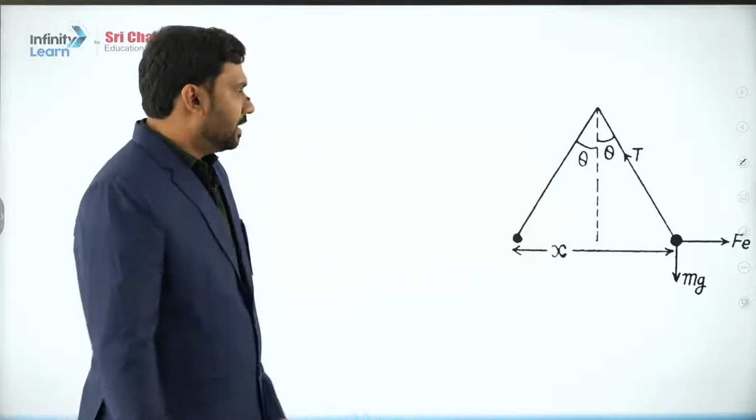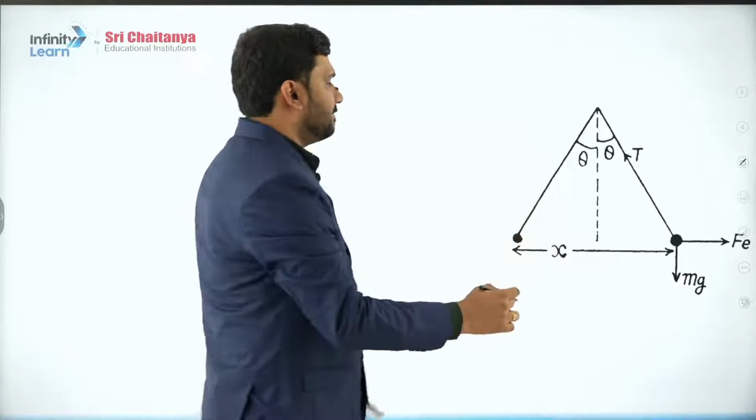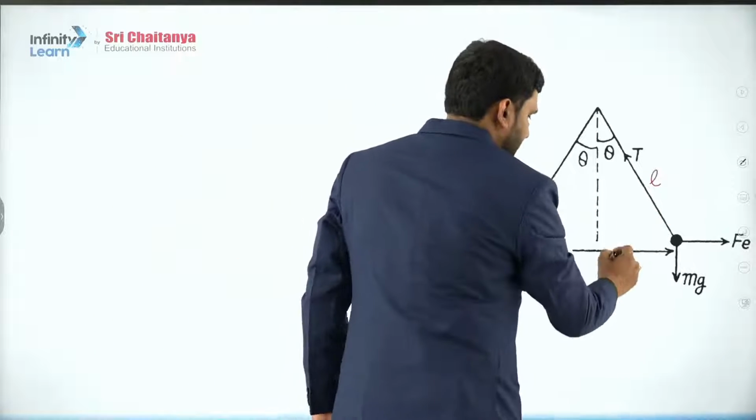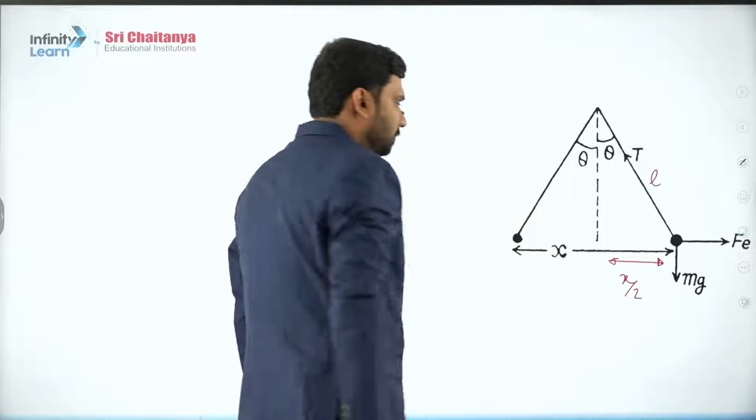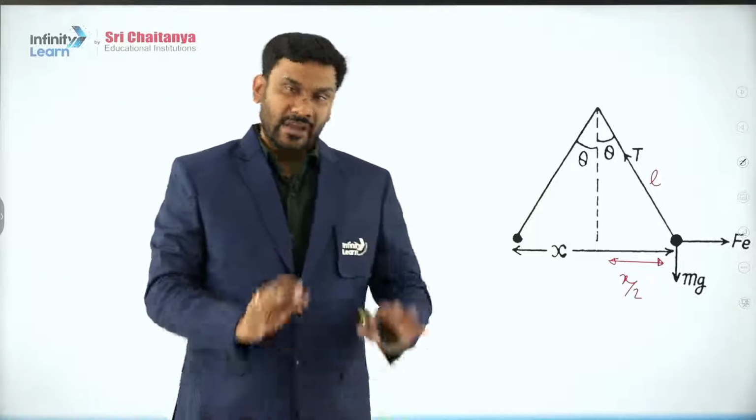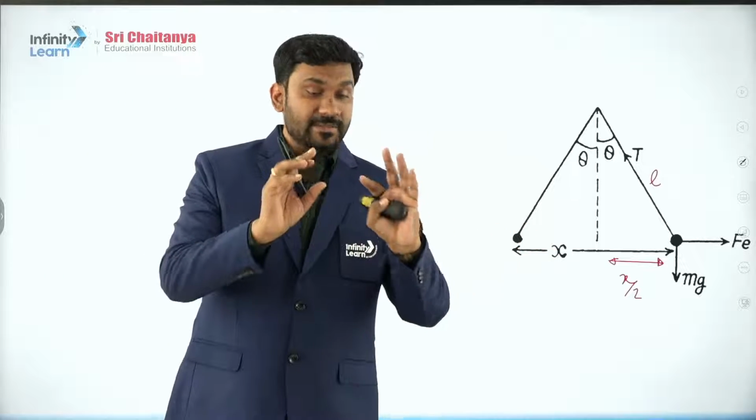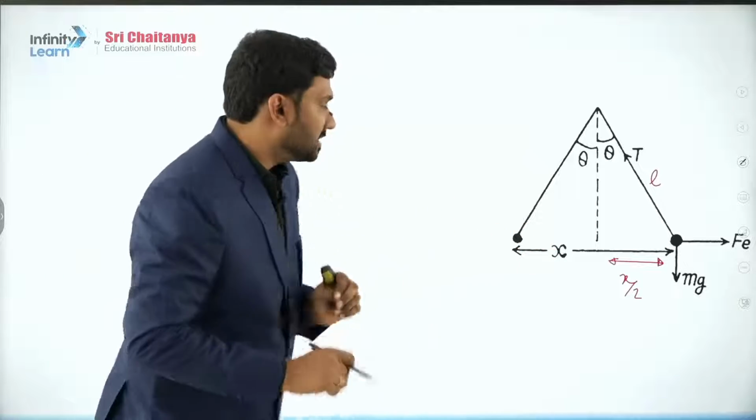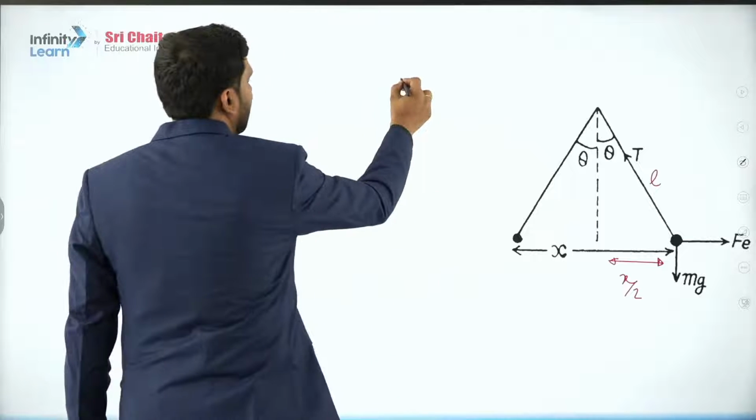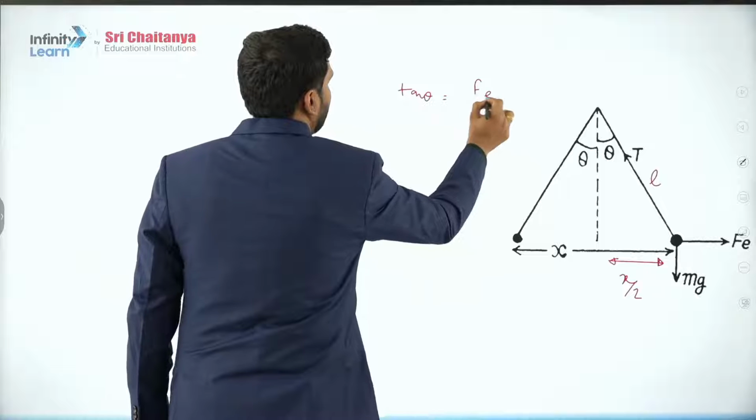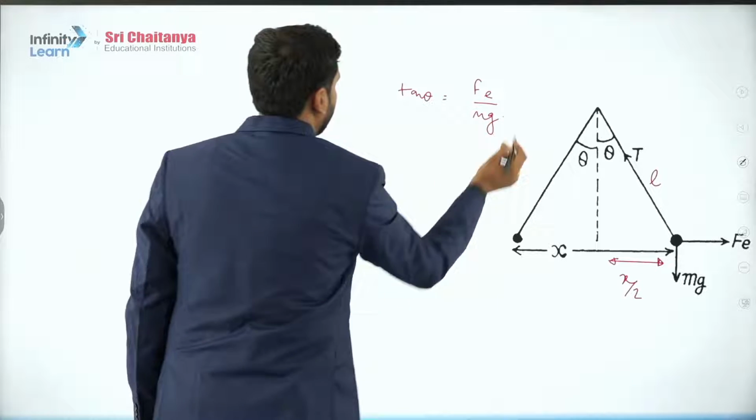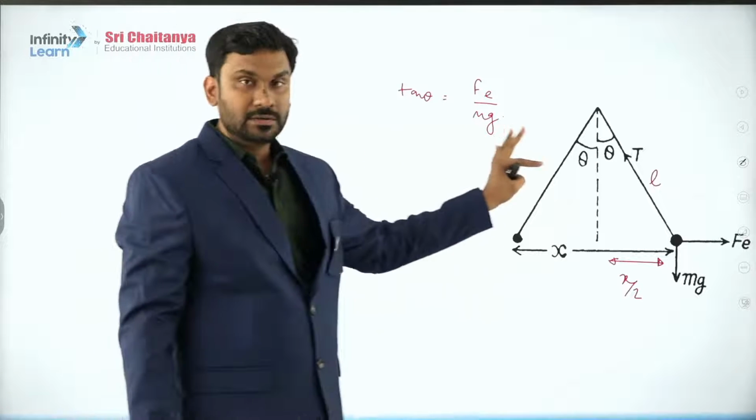Now see here, as I have mentioned, this is length L over here and this is x by 2. All right. So I will follow the previous funda. If the system is in equilibrium, I already got the result. What is the result? The result is tan theta is equal to Fe by mg. I am going to follow this one, right?